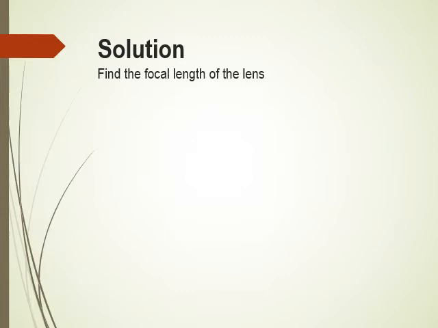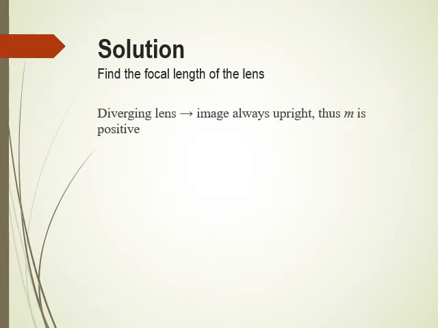First of all, you are given a diverging lens. When you are given a diverging lens, it means the image is always upright, and thus m is a positive value. Now, why is it important to know whether m is positive or negative? Because you are given the magnification of the image. According to the question, this lens forms an image 1/3 of the size of the object.